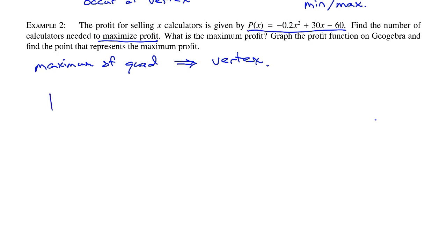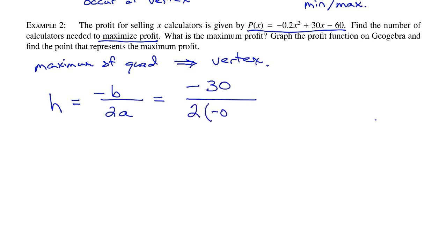So we know that the h coordinate, the x coordinate, called h, of a quadratic, is given to us by the formula negative b over 2a. So this is going to be negative 30 divided by 2 times negative 0.2. If you work that out, that is 75.